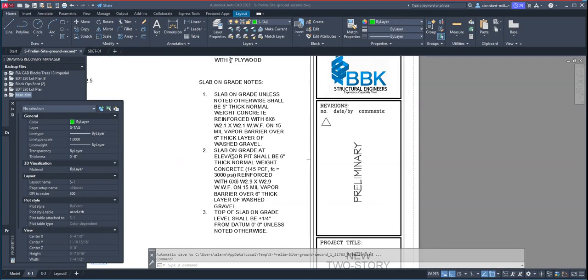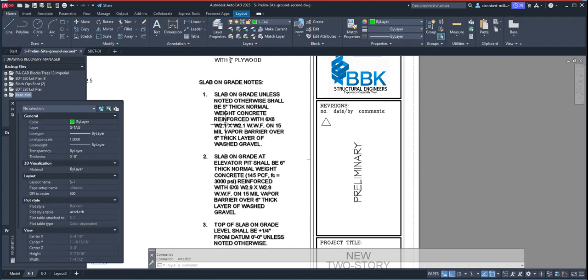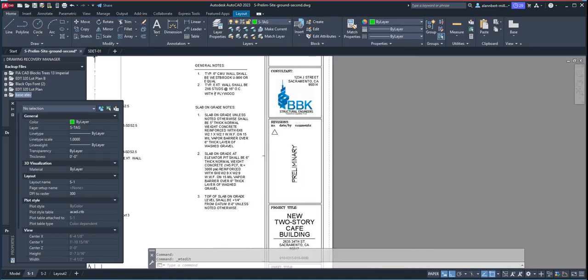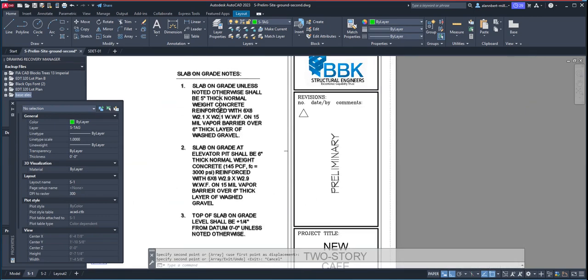Okay, so we just type that in. You can always put a space here on each note if you prefer. Slab on grade notes, and we should also put in a line here. And double check what you type for anything that's misspelled or doesn't look right.